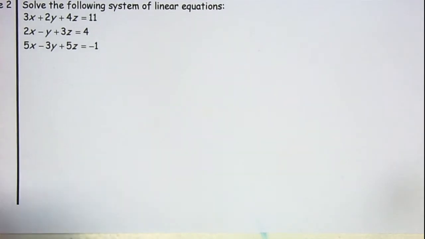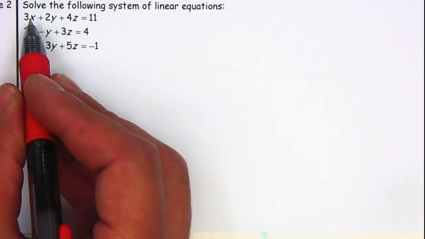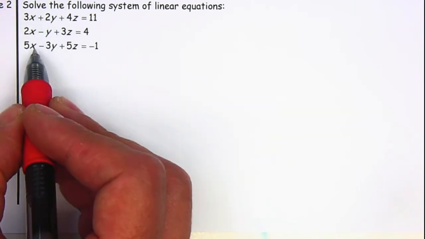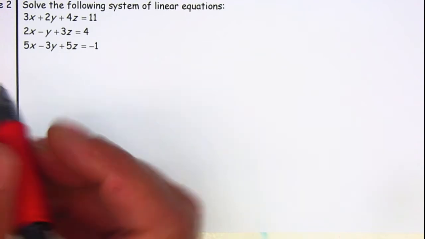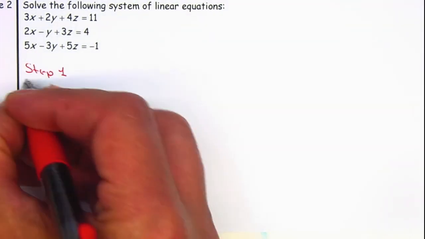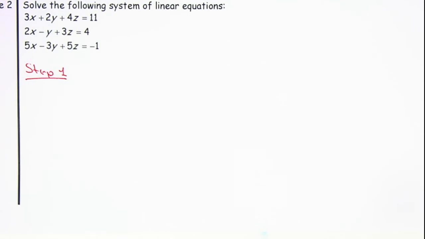On example number 2, we are going to go through the same process. If you guys notice, we have 3 equations and 3 variables, x, y, and z. So we are able to solve this problem. Step number 1, we are going to grab 2 equations and cancel the x's, the y's, or the z's.